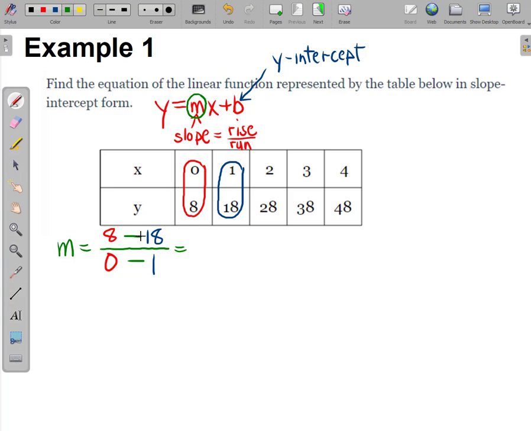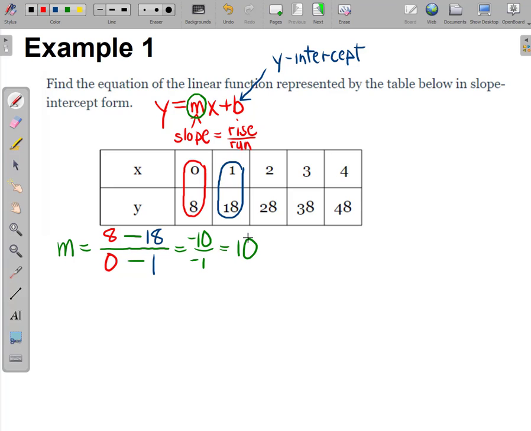Now I'm going to go ahead and simplify. 8 minus 18 is negative 10. And then 0 minus 1 is negative 1. A negative divided by a negative is a positive. And 10 divided by 1 simplifies to 10. All right.